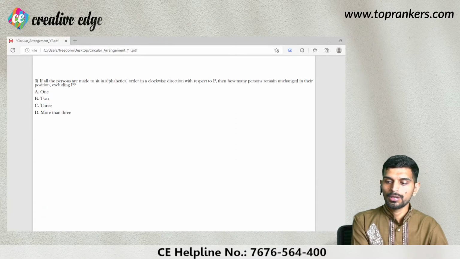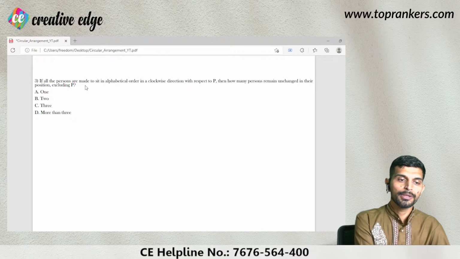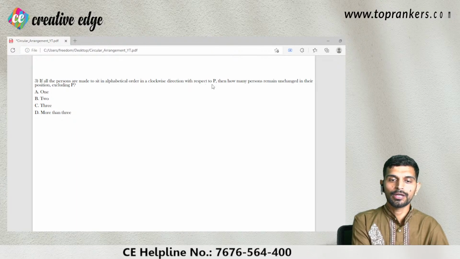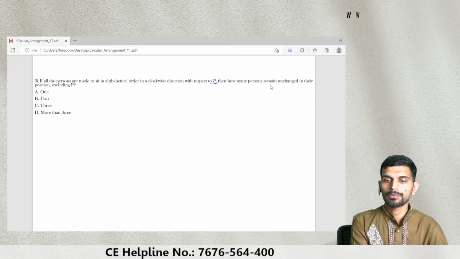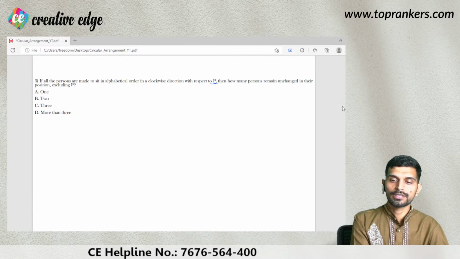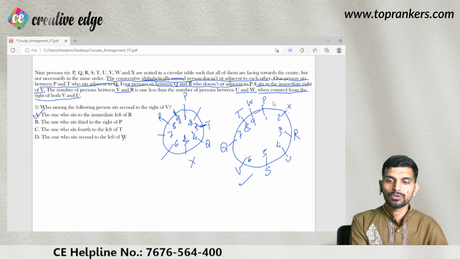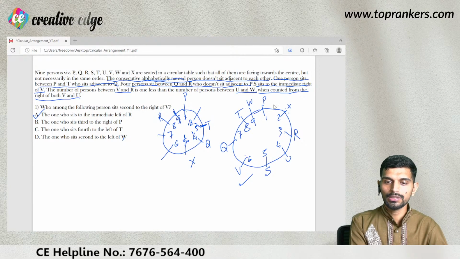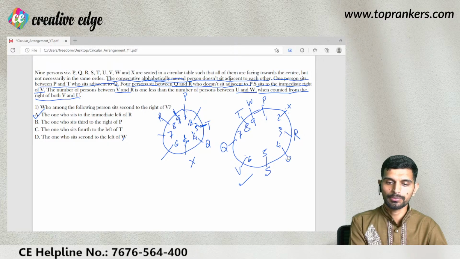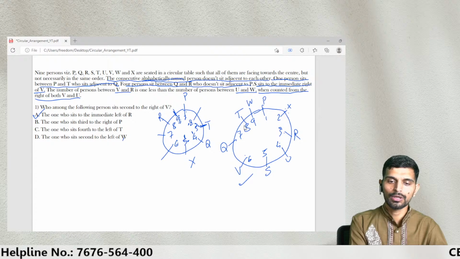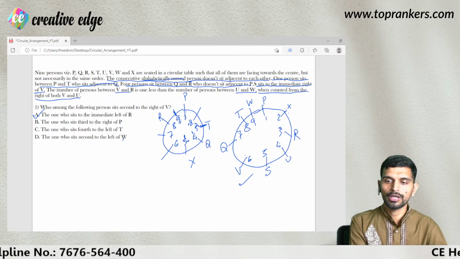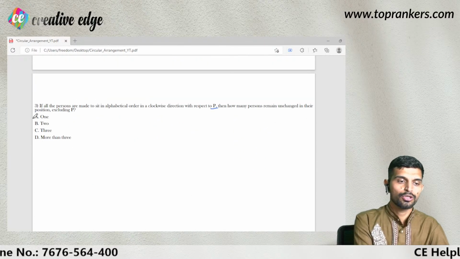Next, if all persons are made to sit in alphabetical order with respect to P, then how many persons remain unchanged excluding P? So excluding P, you have to count. So 1, P, Q, R. R is at the correct position. S not, T not, U not, V not, W not, X not. So the only person is R. So answer should be A.